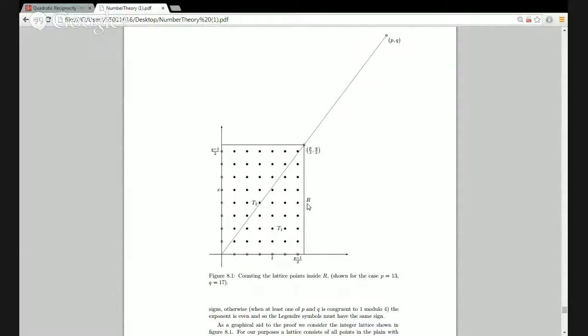It's the usual plane. It's got the integer lattice on it, so we're just focusing on the points with integer coordinates. It's also got a line through it, as you can see. This line joins the origin to the point (p, q). What's its gradient? It's just the y coordinate over the x coordinate. The gradient of this line is q over p.